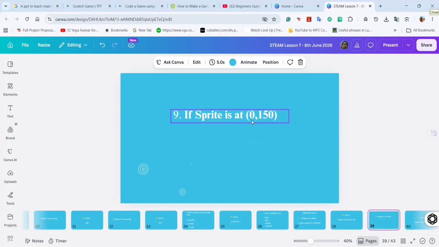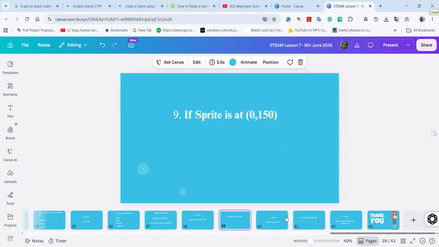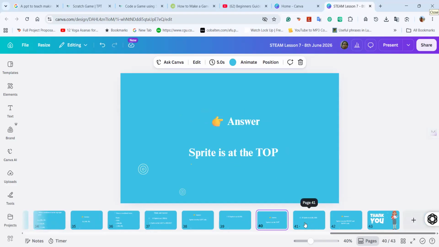We got it. Okay. If the sprite is on 0 and 150, now without drawing, tell me quickly. If sprite is on 0, 0 is which one? X or Y? X. 150 is up or down? Up. So it is moving up. Very good. Excellent. It is moving up, top.